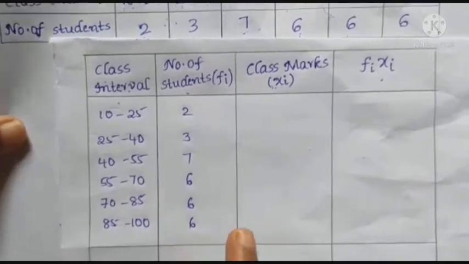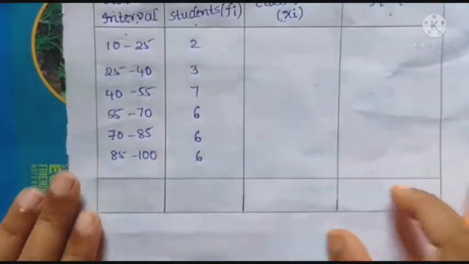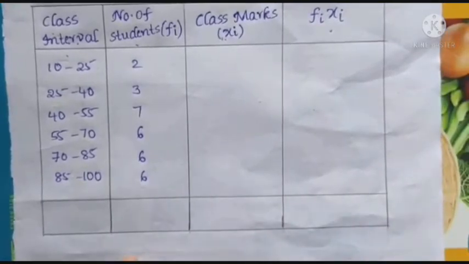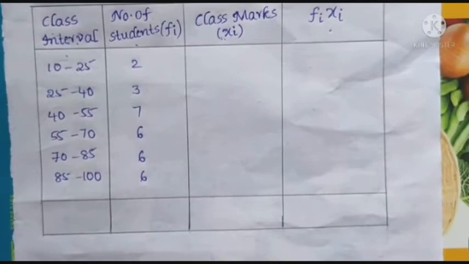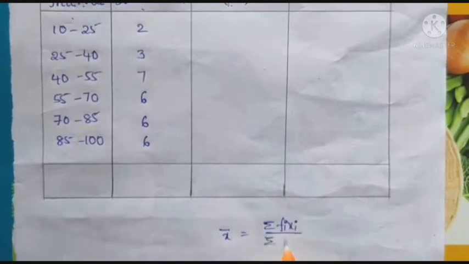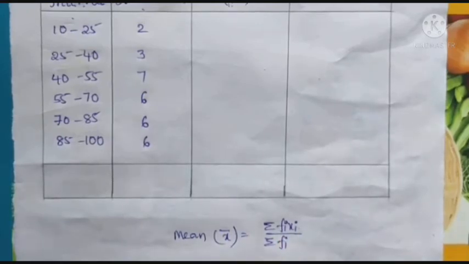Now, we have to find the mean. Mean in the direct method. Formula for the direct method: mean x bar is equal to sigma fi xi by sigma fi. Here fi are the frequencies.